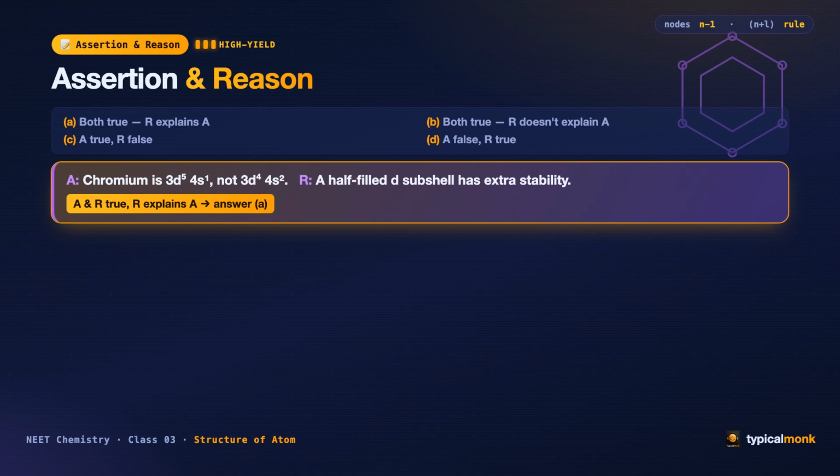Think like Sarah. Check each statement alone, then check the link. Is the assertion true? Yes. Is the reason true? Yes. But does the reason explain the assertion? Perfectly, chromium moves an electron precisely to reach that stable half-filled d. Both true. Reason explains. Option A.